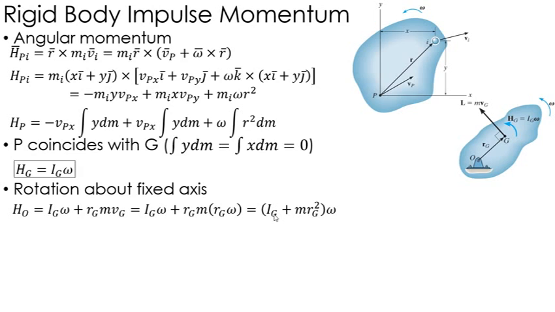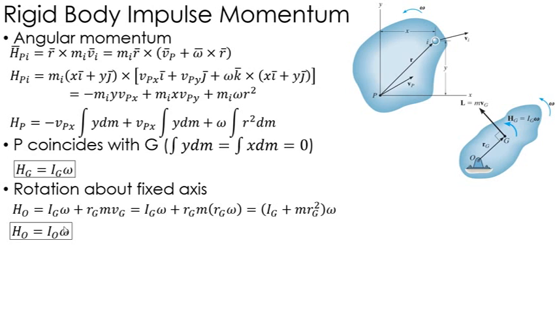We've done this a few times at this point. So I can simply write the angular momentum about point O as I-O omega. Okay, should be no surprises. It's very similar to things we've done with energy and whatnot.